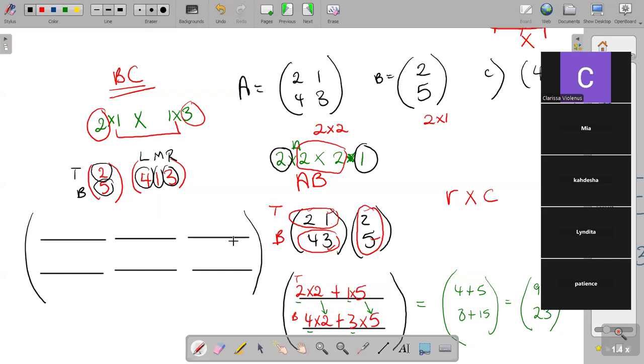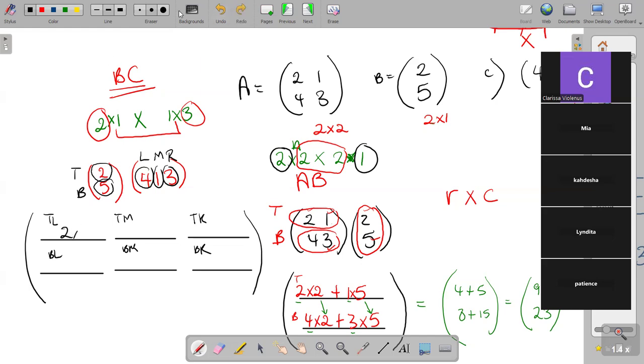So I would label all of these positions as well because they're going to tell me which numbers to use, right or wrong. So this would be my top left, bottom left, top middle, bottom middle, top right, bottom right. So there we go. This row only got one number, column only got one number. So that means all I should be multiplying here is the top and the left. So what is the top and the left? 2 and 4. So that's 2 times 4.